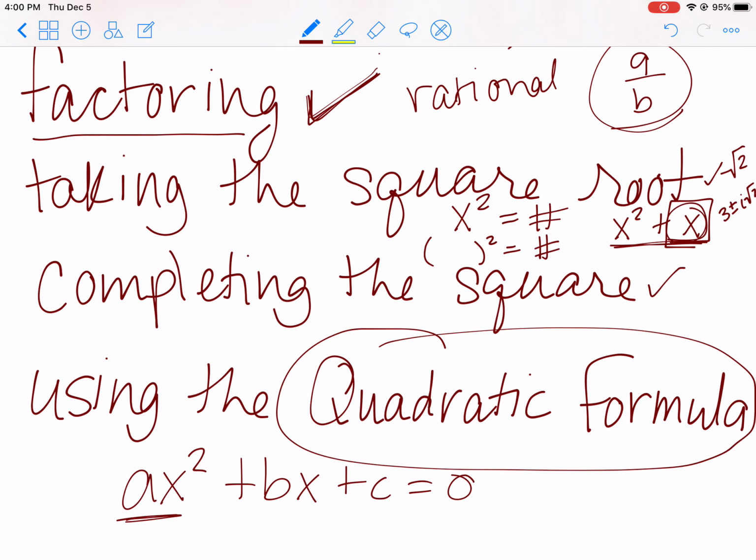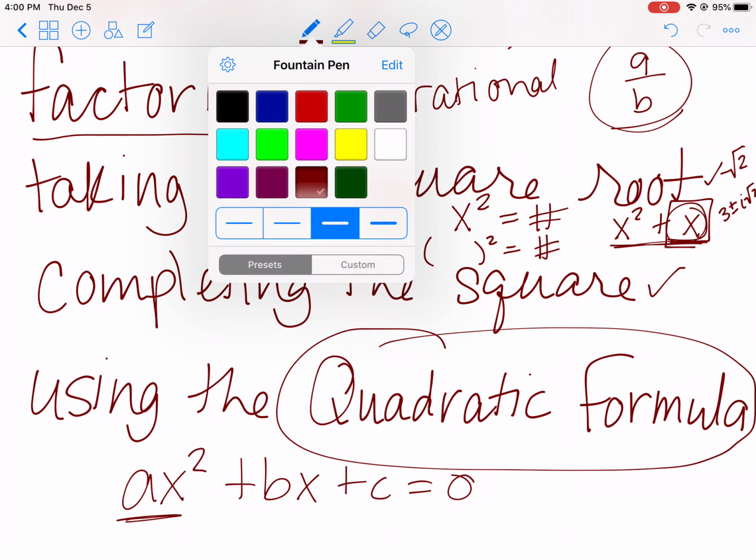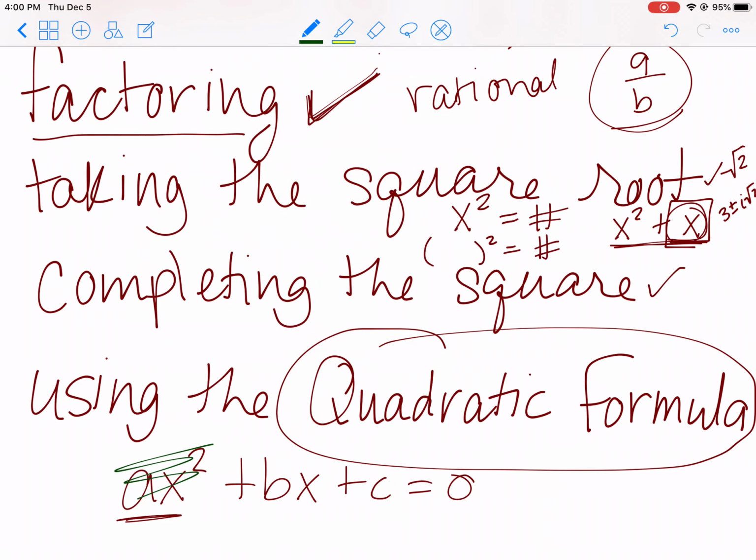If a does equal 0, then this entire term, ax squared, will go away because 0 times x squared is just 0, and then we wouldn't have a quadratic function anymore. It would be linear. It would be a line like what we did in Secondary Math 1.